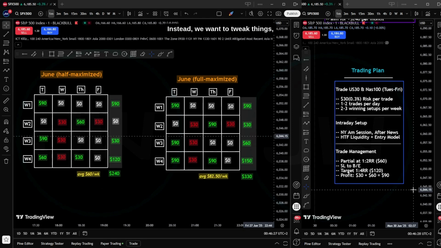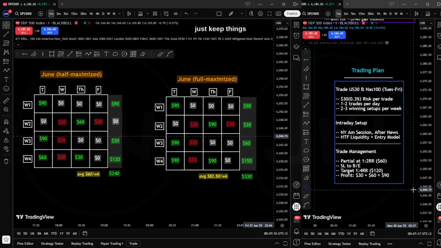Instead, we want to tweak things, refine things without having to put ourselves in too much of a dangerous situation where we could be blowing the account or being too deep into drawdown. So I think this is a positive thing. Reviewing and adjusting the plan, making improvements here and there. I think this is a much better approach than just having to move on to, okay, now we're going to risk $40. We're going to try and get there quicker.